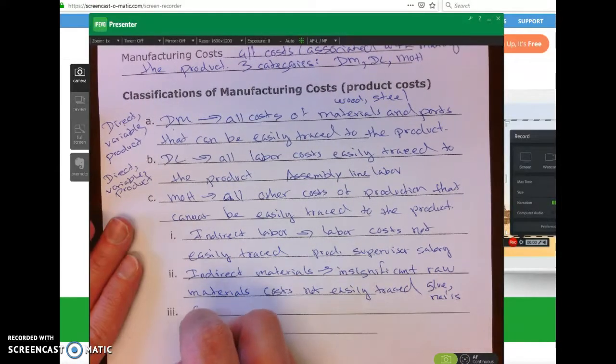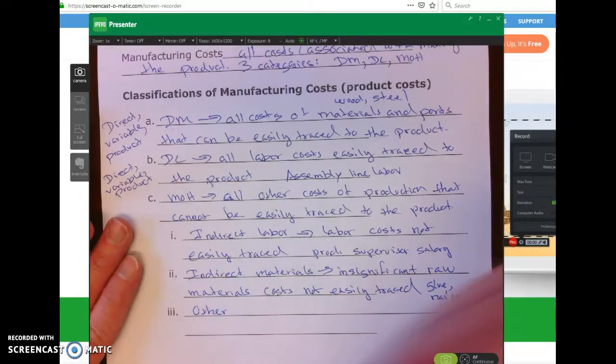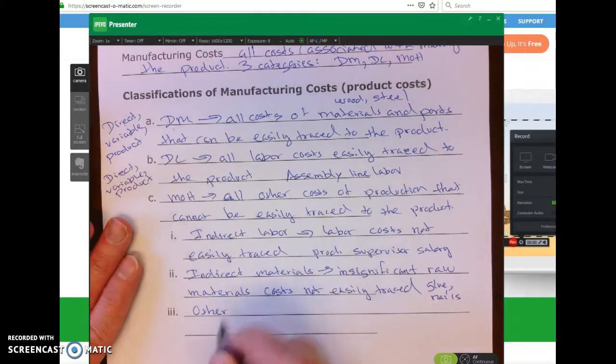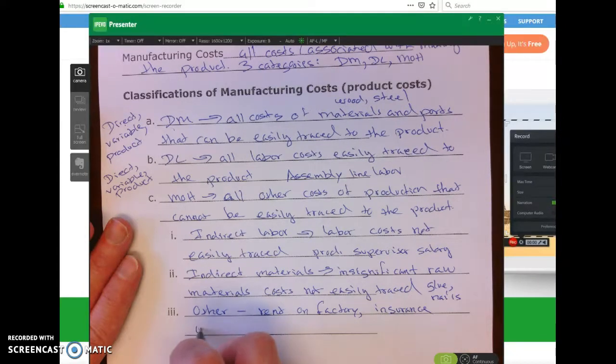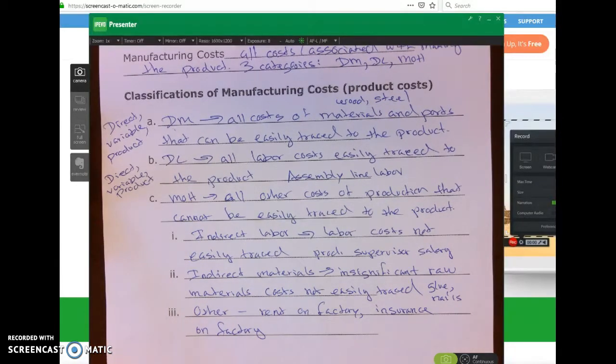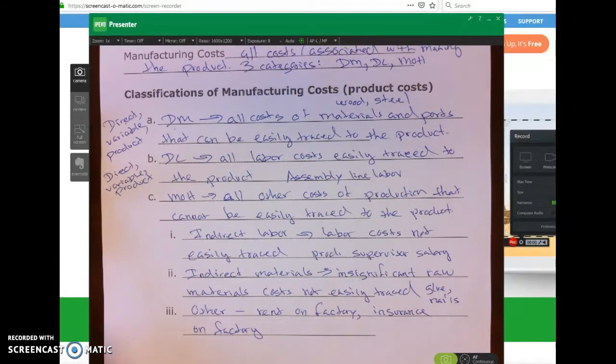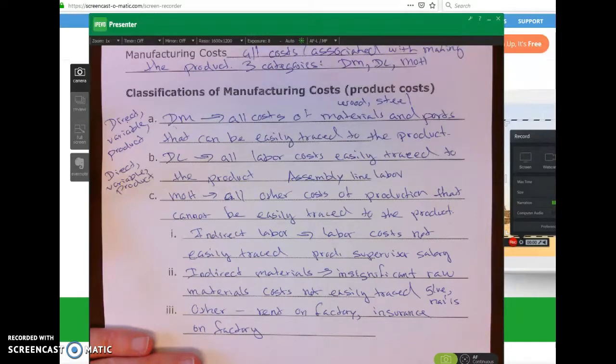And then finally, other indirect costs. We could say rent on factory, insurance on factory, and property taxes on factory. We could even say depreciation, depreciation on the factory and depreciation on equipment. It's not easily traced to the products that we make, because that equipment can be used to make a lot of different types of products.